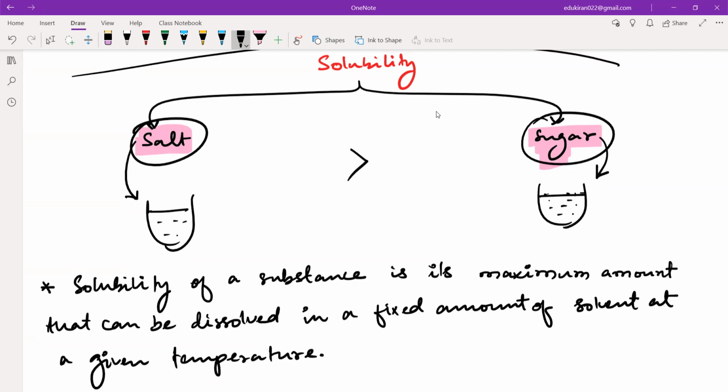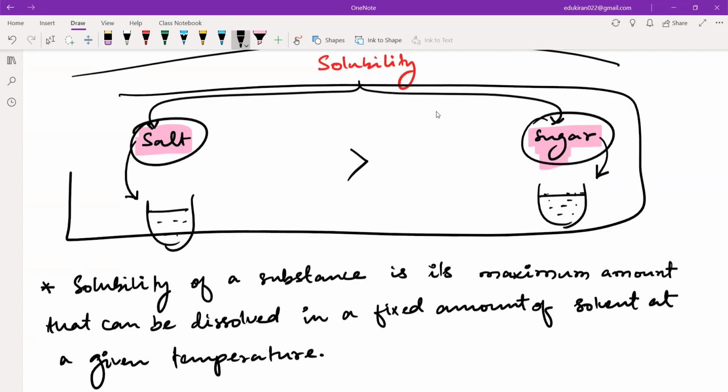You do not need to write this, okay? What we explained, you do not need to write that. Put the heading Solubility, then write the next point. Solubility of a substance is its maximum amount that can be dissolved in a fixed amount of solvent at a given temperature.